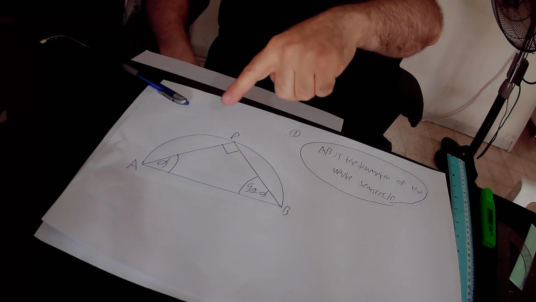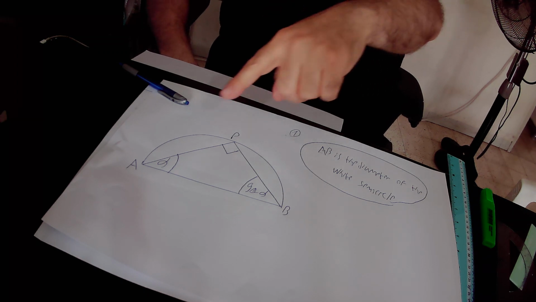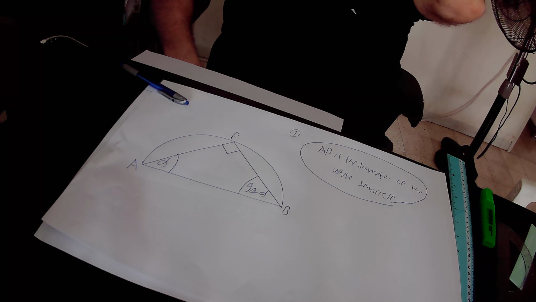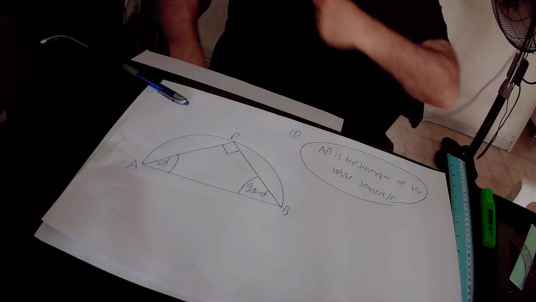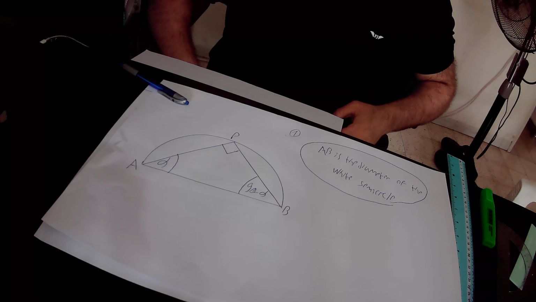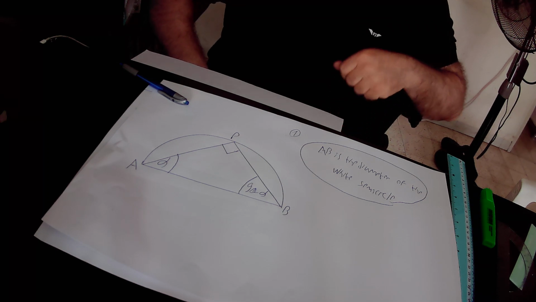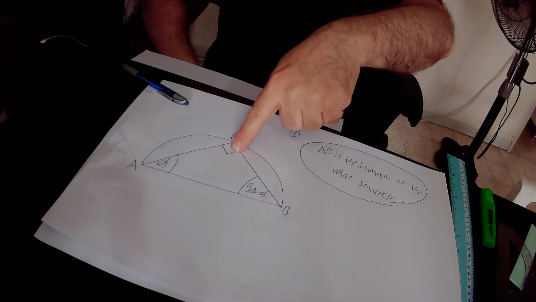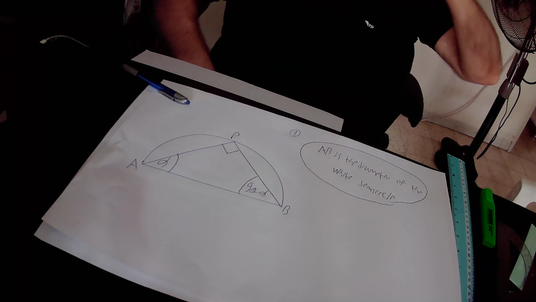Triangle APB is subtended on AB, the diameter of this white semicircle, and according to rule 7, any peripheral angle that is subtended on the diameter of the circle must be equal to 90 degrees. Therefore, the peripheral angle at P must be equal to 90 degrees. This angle equals 90 degrees.